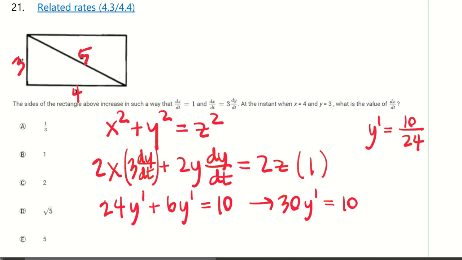So 30y prime is equal to 10. y prime is 10 divided by 30, meaning x prime is 3y prime. That'll be 30 divided by 30, and that's 1. Okay, pardon me. Hate those arithmetic errors.